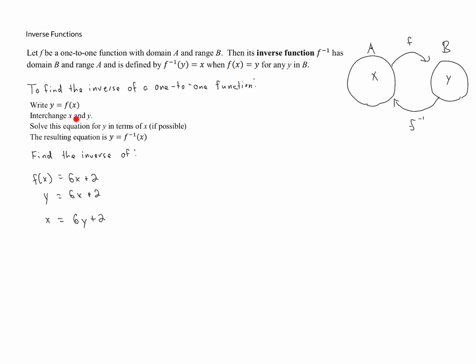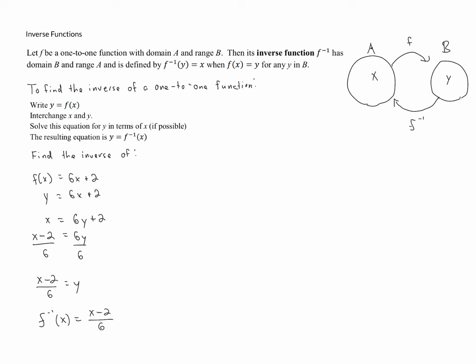And then once we've interchanged x and y, the hope is that we can solve for y in terms of x. We can do that here first by subtracting 2 from both sides, giving us x minus 2 equals 6y. And then if we divide both sides by 6, that gets our y alone, x minus 2 all over 6. And so that is our inverse function. f inverse of x equals x minus 2 all over 6.